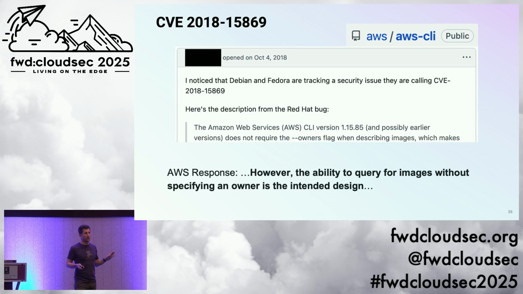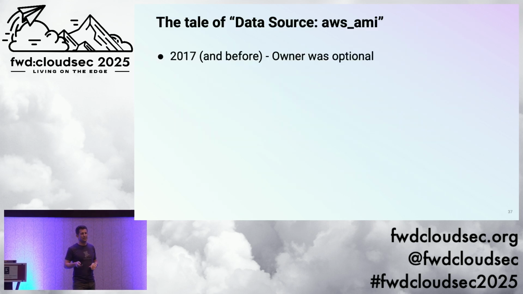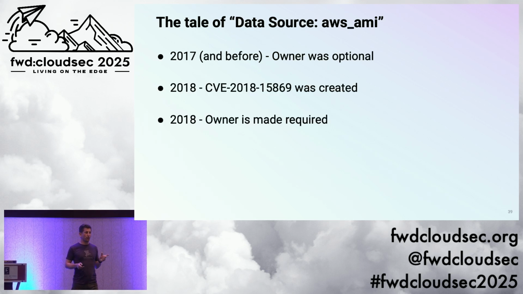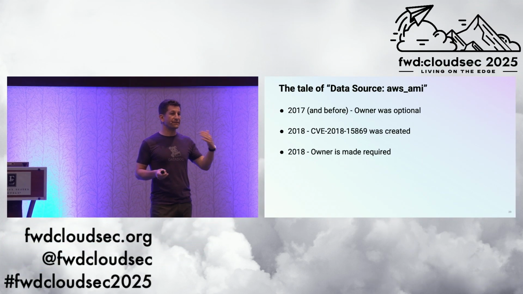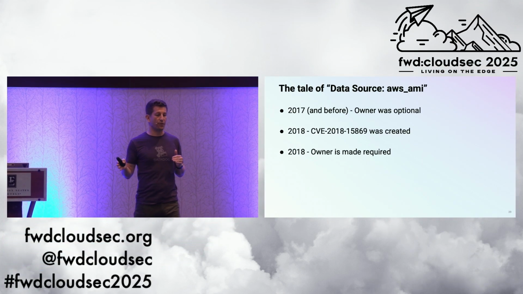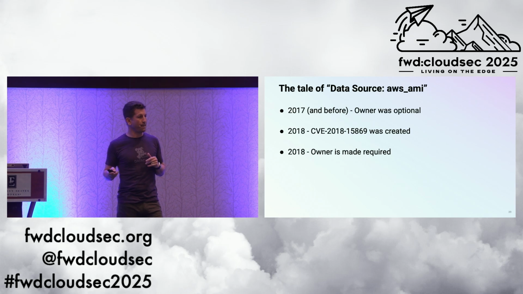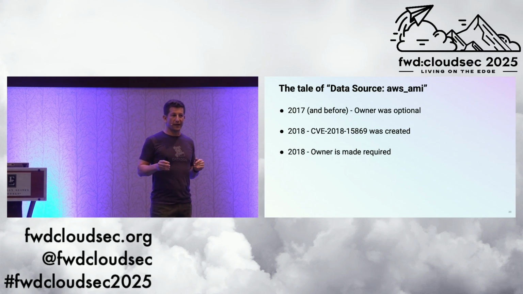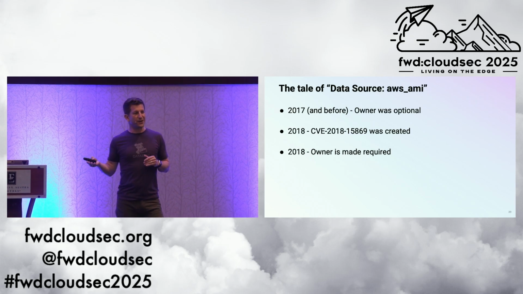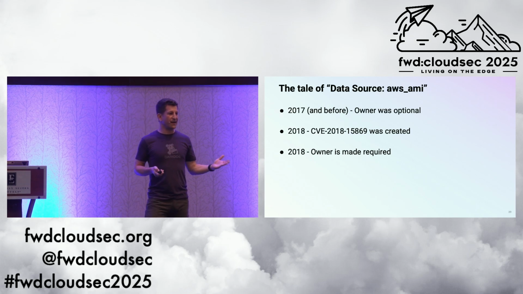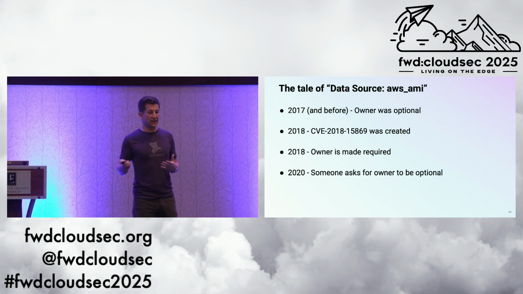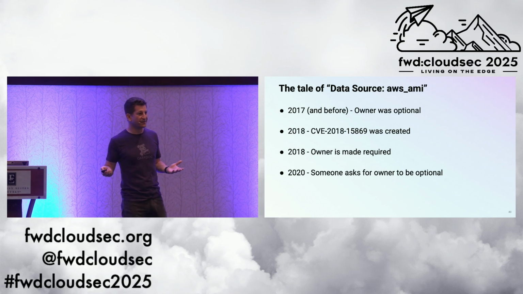So they essentially treat this as a won't fix, even though the CVE to this day is still associated with the AWS CLI. But the good news is that the data source AMI, the Terraform side, they also made the owner required. So as of 2018, both Packer and Terraform had the owner required. So if any of you are wondering why I said it's optional in 2024, but it was required in 2018, what the heck happened? Well, in 2020, somebody politely said, could we have it optional?